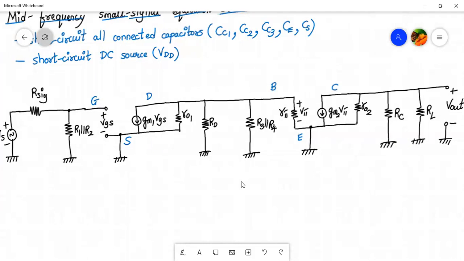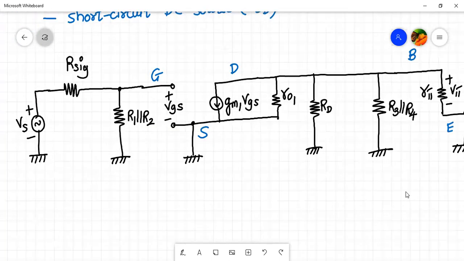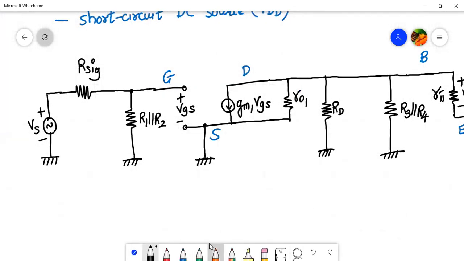Now looking at this mid frequency small signal equivalent circuit, we need to find input resistance, output resistance, and overall voltage gain. Now for finding the overall voltage gain, we'll mark one notation over here. So here we'll write V in. This voltage applied to the gate terminal will be V in. This is Vs. Now Vs and V in are different, right? Because we have a resistance R sig. If R sig was not present, if it was zero, our Vs and V in would have been the same, right?